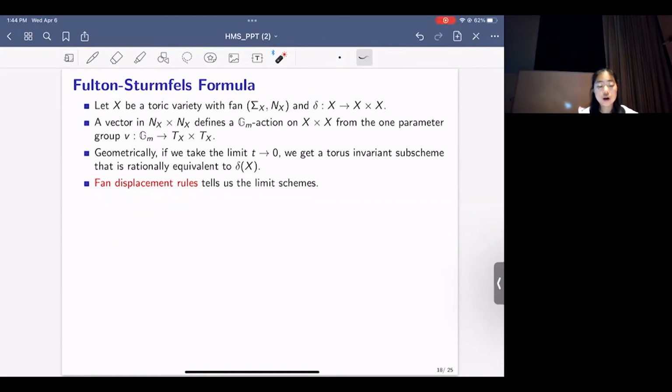Suppose we have a toric variety X with fan Σ_X, and we want to study the diagonal map of it. A vector inside the lattice of X × X defines a G_m action on X × X. Geometrically, if we take the limit under this G_m action as t goes to 0, we get a torus-invariant subscheme that is rationally equivalent to the image of the diagonal map. And there exists a combinatorial manipulation called the fan displacement rule that tells us exactly what this limit is going to be.